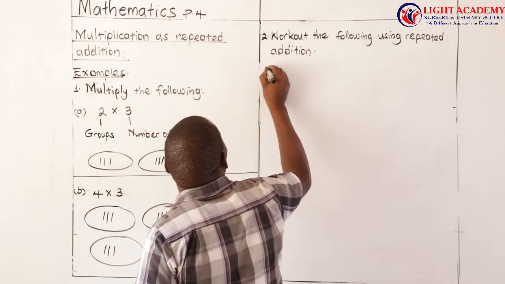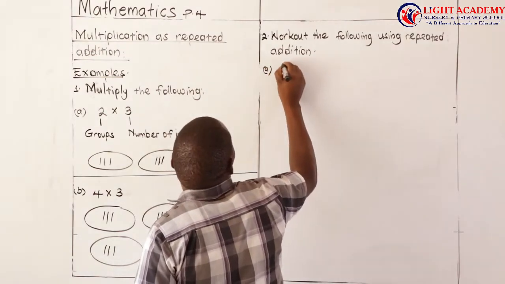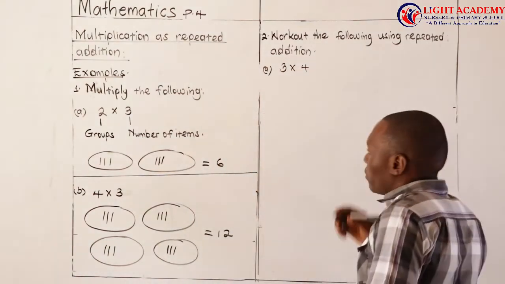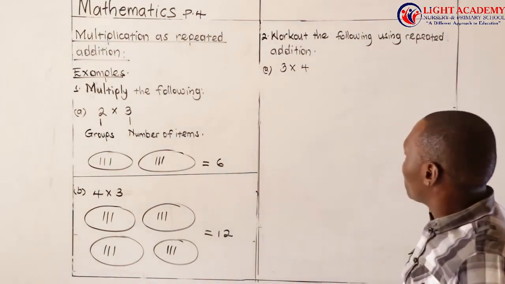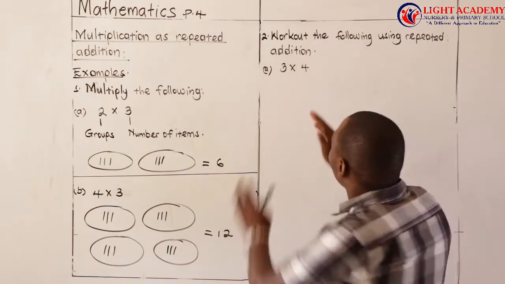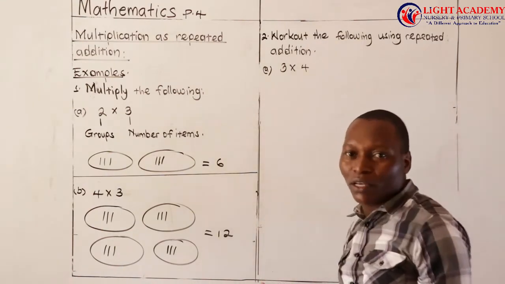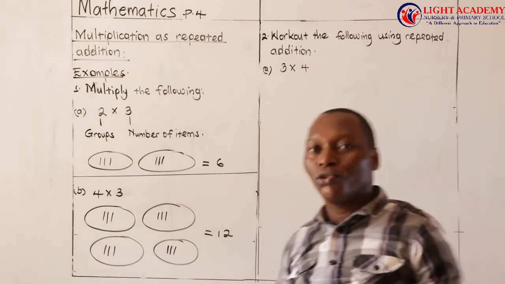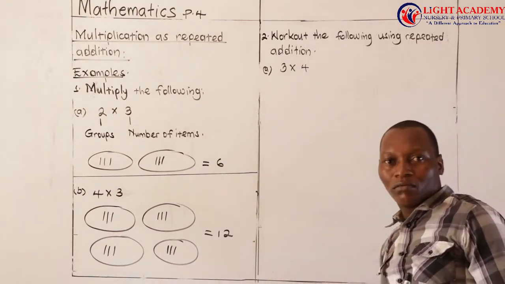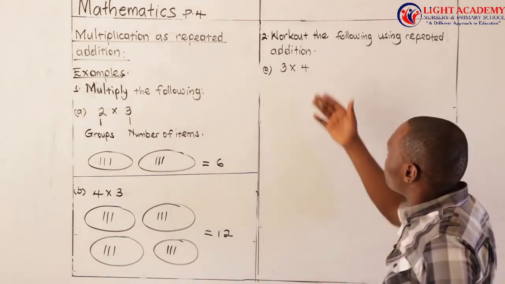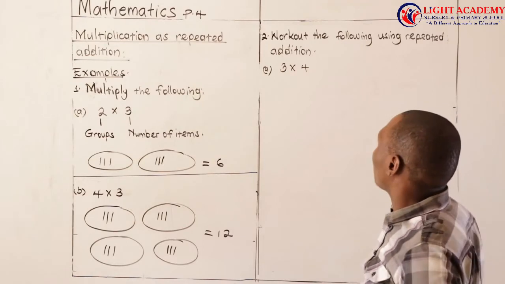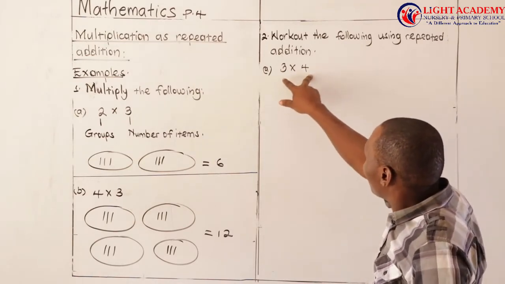The first one, let me say 3 multiplied by 4. Okay? The question is being specific, they are saying using repeated addition. So in this question, they want us to use the relationship that makes it right to say that multiplication is the same as repeated addition. So what does this one actually mean?